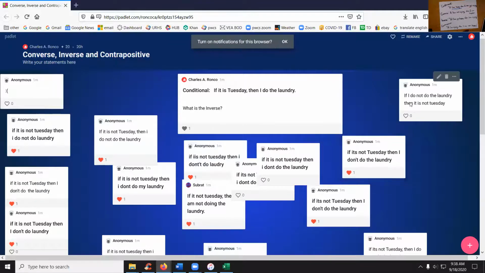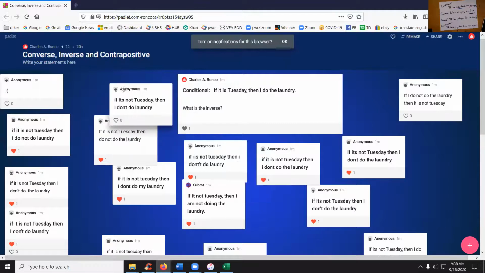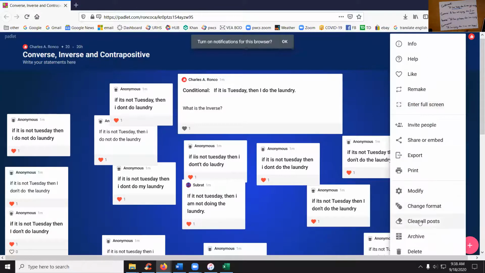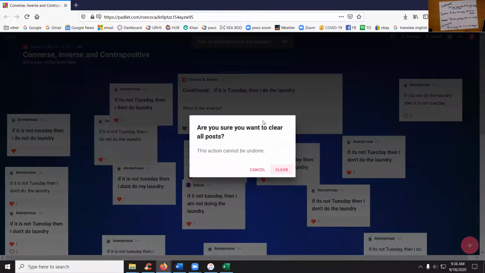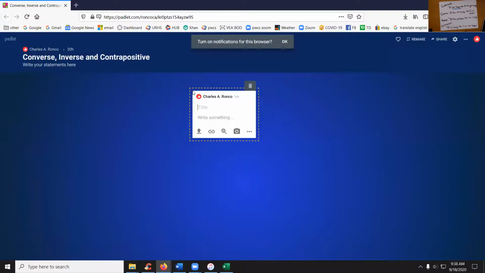This is the contrapositive, because what this person did was they did both. They made them negative and they flipped, changed the order. Right. This is the contrapositive. Okay. They're all over the place, people. Okay. Good. Everyone seems to be doing really well. Okay. Let's clear the posts. Let's do another one. Oh, this is the conditional.